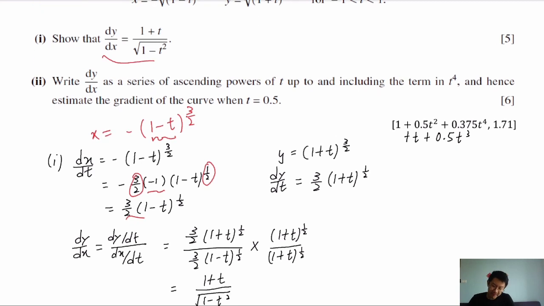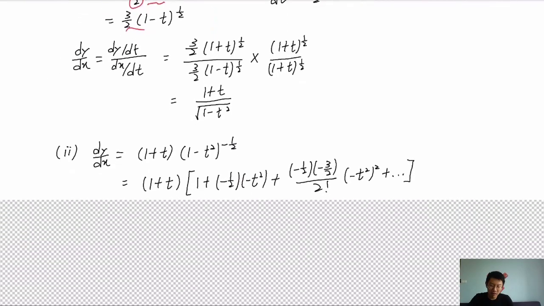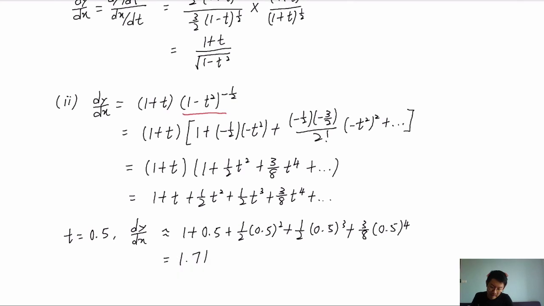The next part is to do the expansion for dy/dx. So dy/dx, which is (1 plus t) over the square root of (1 minus t squared), can be written as (1 plus t) times (1 minus t squared) to the power of negative half. From there, we just do the binomial expansion as usual. I think you should be able to get that. So this is the result after we expand up until the term t to the power 4.